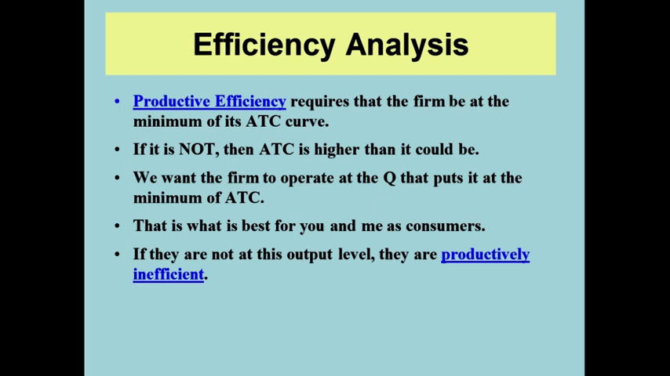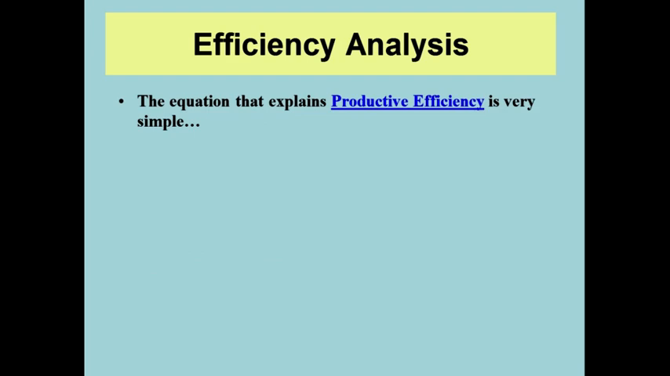So as I said, this is a pretty straightforward thing for us to see on the graph. Now, the equation that explains productive efficiency is also simple, and it's not really even an equation. It simply says we need to be at a Q where we're at minimum average total cost. We're simply going to say that our criteria, our condition, is you're at an output Q where you're at the minimum of average total cost.